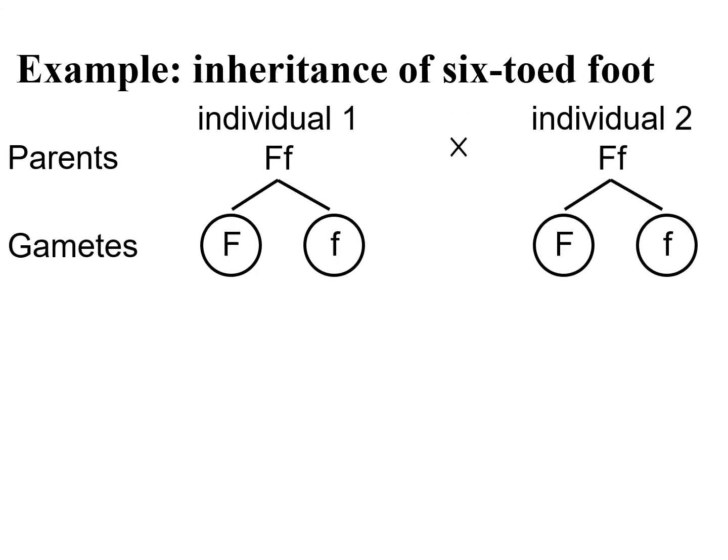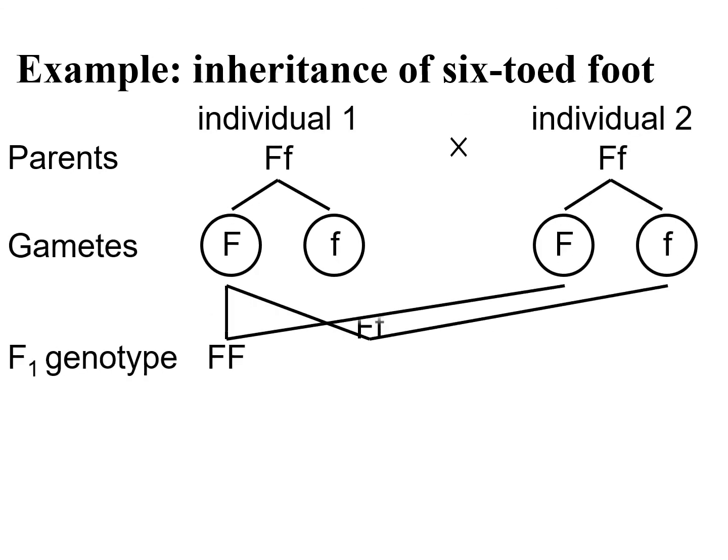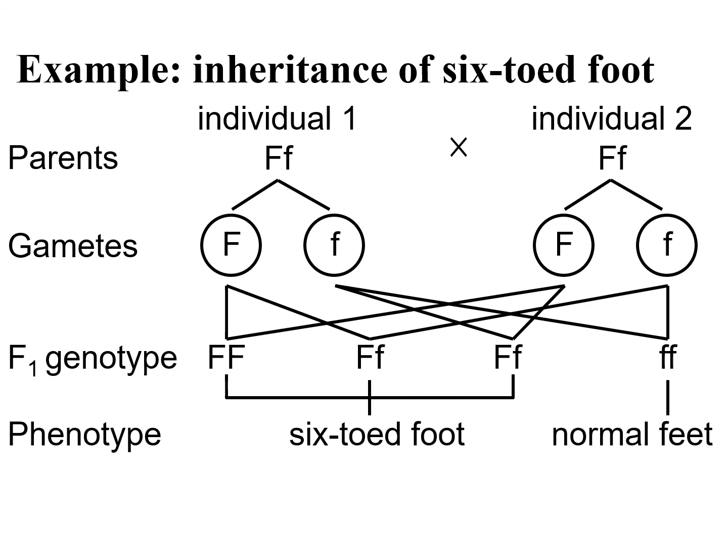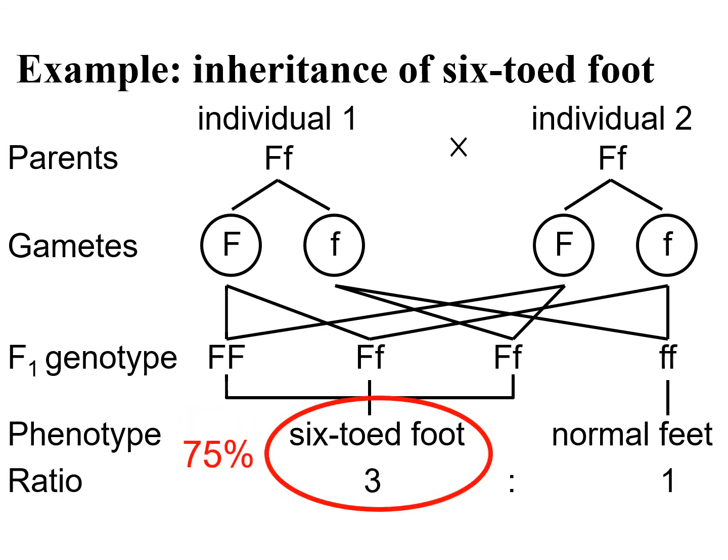So if individual 1 crosses with individual 2, heterozygous crossing with each other, you will get the six-toed foot to normal feet ratio of 3 to 1 after drawing the genetic diagram. Please go to your textbook page 31 to do an MCQ there.